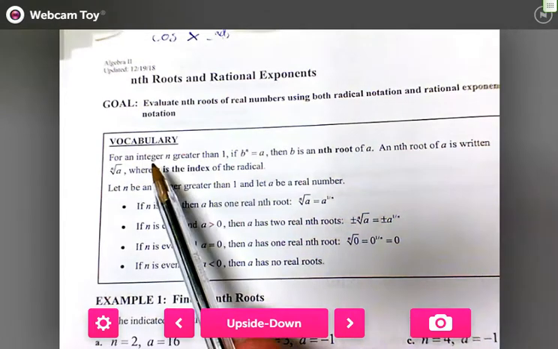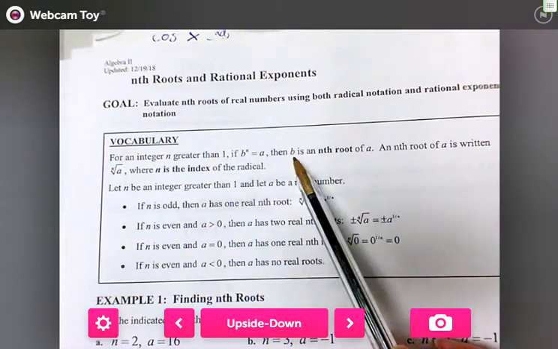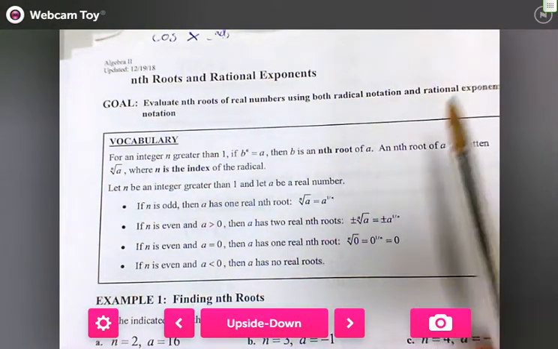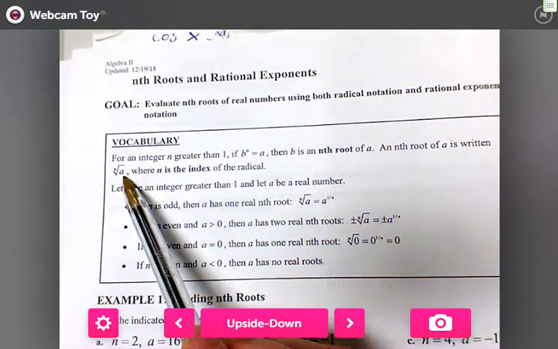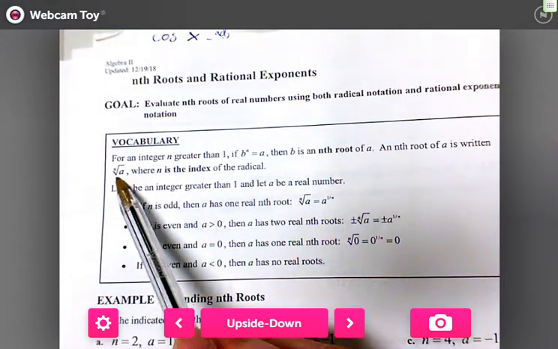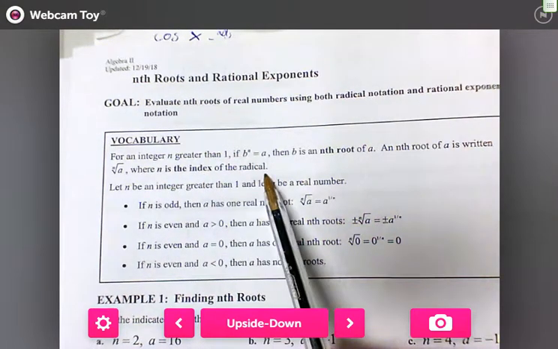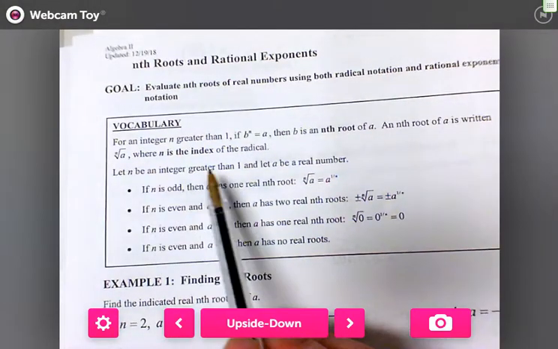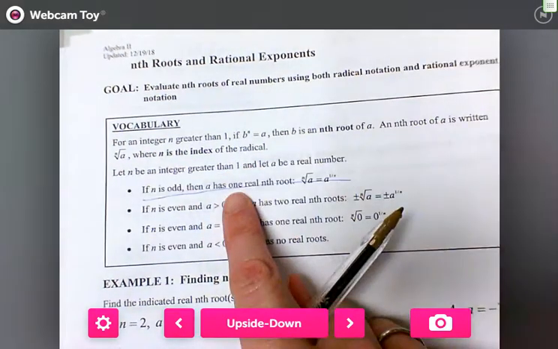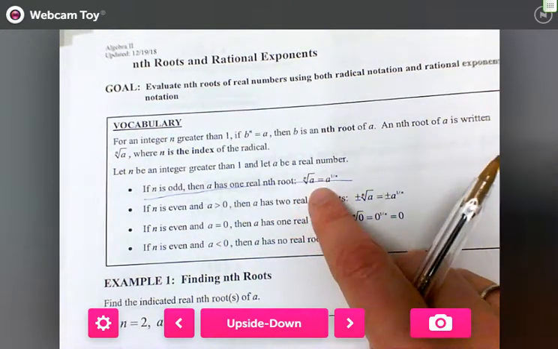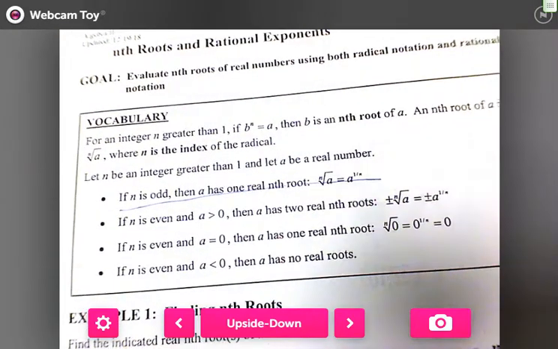For any integer n greater than 1, if b to the nth equals a, then b is an nth root of a. An nth root of a is written as the nth root of a, that little square root sign with a little n right there, a inside, where n is the index of the radical, okay? Let n be an integer greater than 1, and let a be a real number. So if n is odd, then a has only one real root. So if we say the nth root of a, it can also be a to the 1 over n. I know that's kind of hard to see, but it's on your paper, okay?